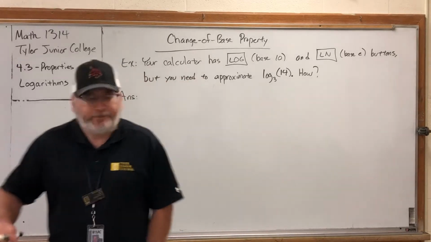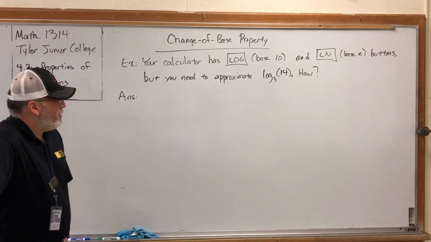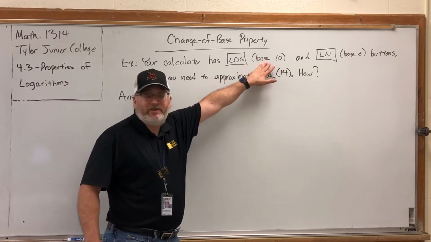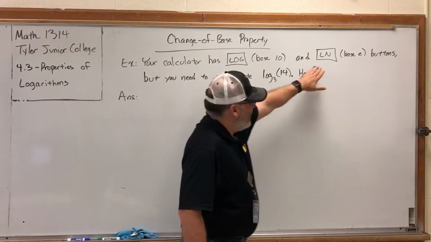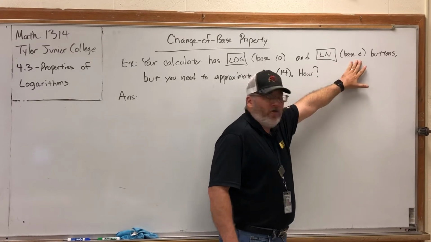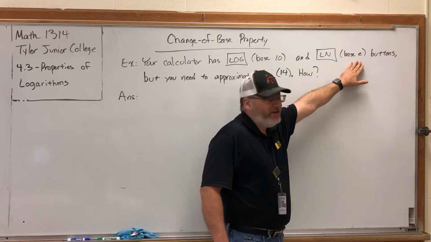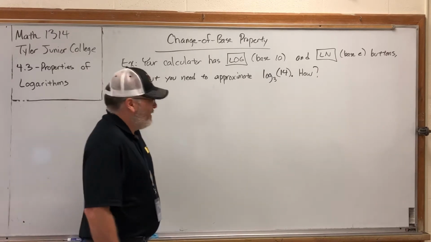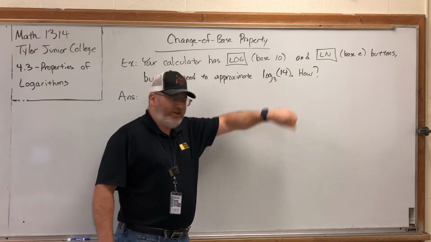Here's the scenario. Your calculator has a log button, L-O-G, and recall that that's base 10, and an ln button, and recall that natural log is log base e. But you need to approximate log base 3 of 14.